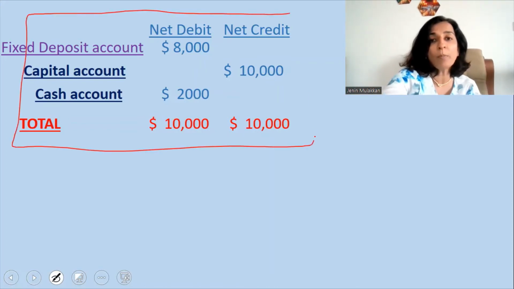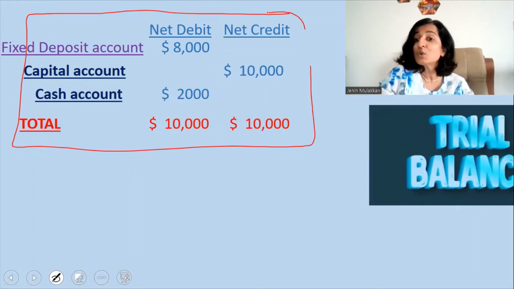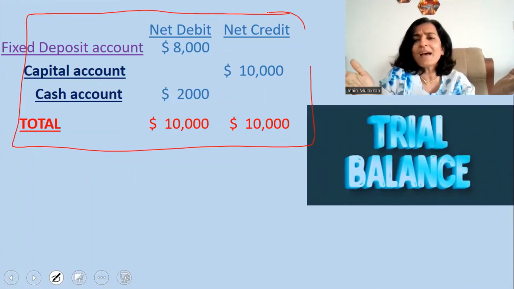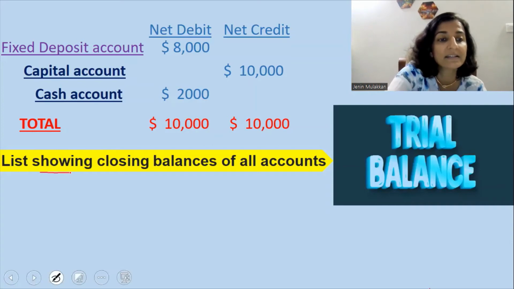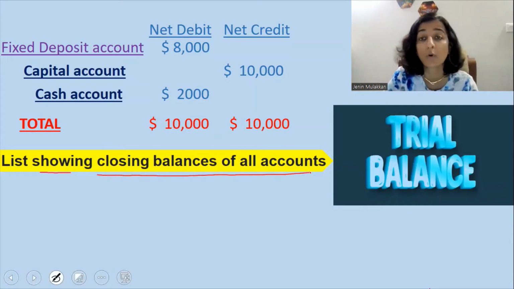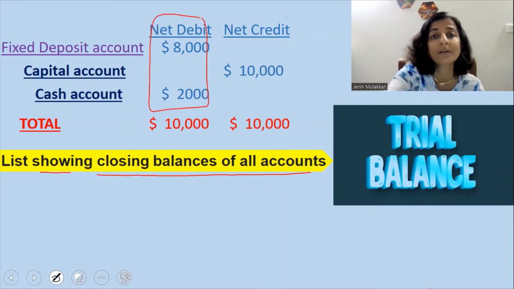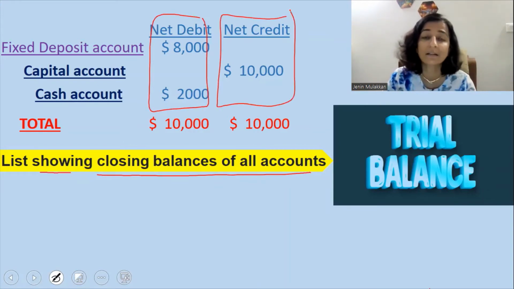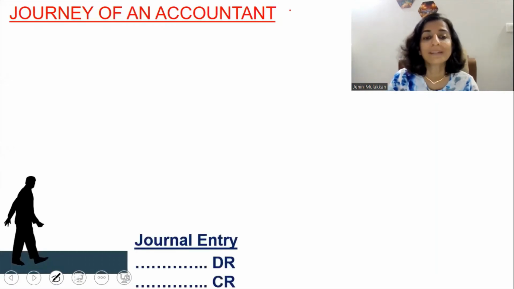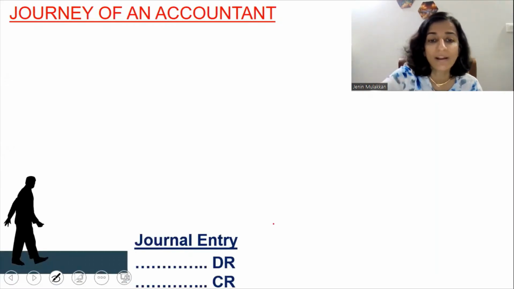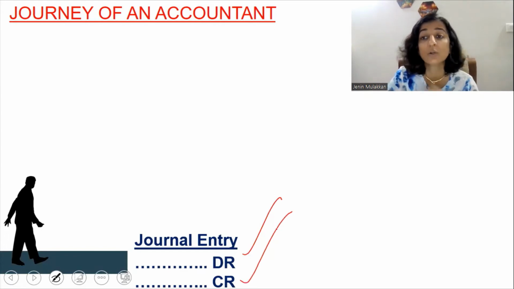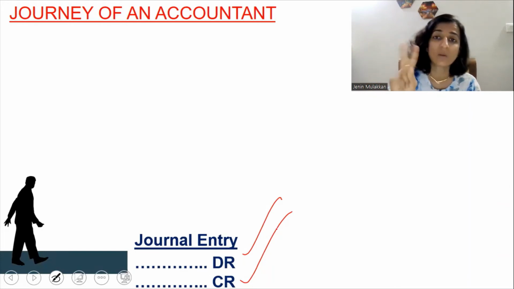And the list so prepared is known by the name trial balance. So what is a trial balance? A trial balance is a list that shows the closing balances of all accounts. And it is arranged column wise, that is the debits in one column and the credits in another column. So now we will see what are the steps that are taken by an accountant. So first he starts off with a journal entry, which means that one account will be debited and another account will be credited, because for every transaction, there is a debit and a credit aspect.